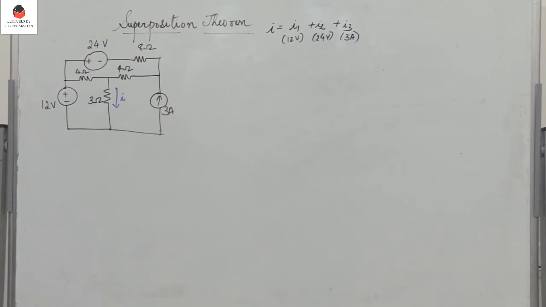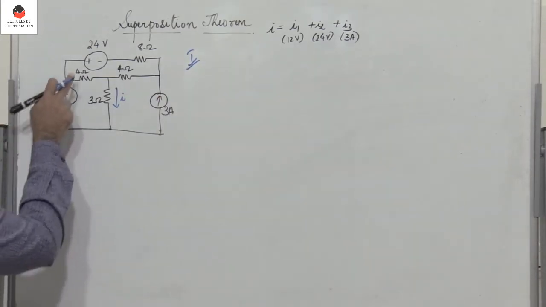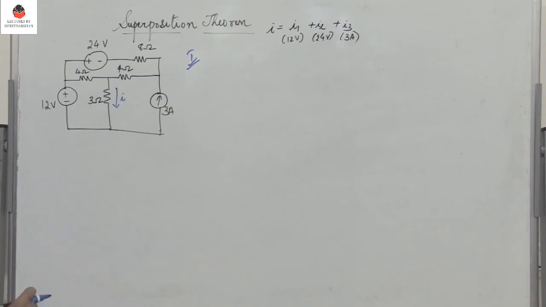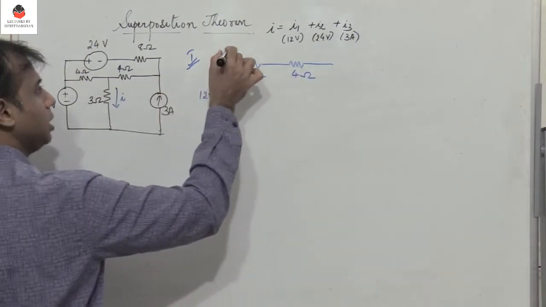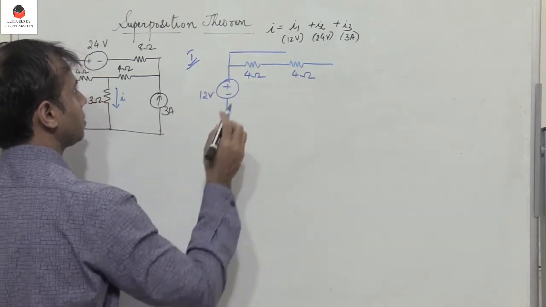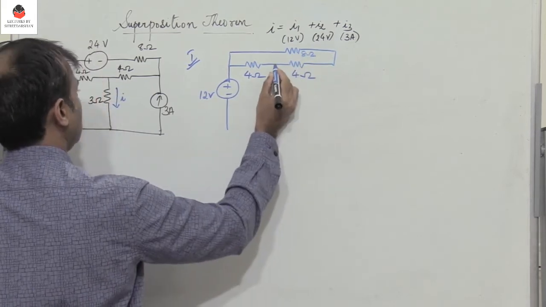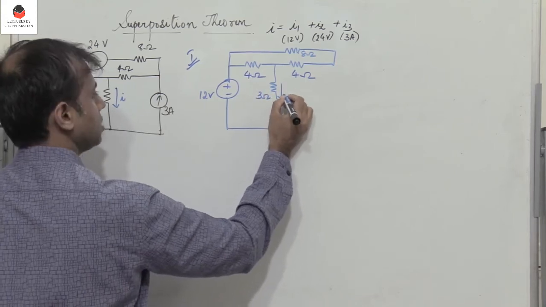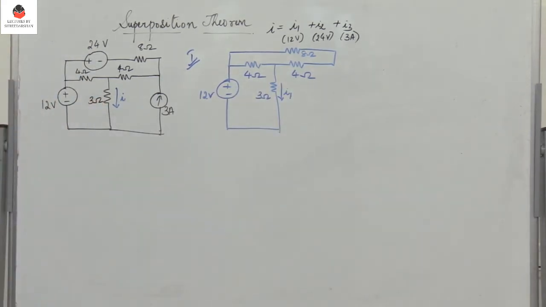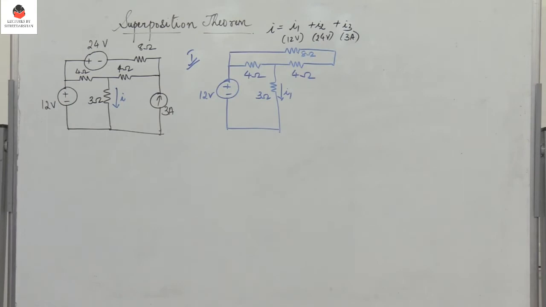So first, let us consider the 12 volt source. So here I am considering 12 volts. So 24 is replaced by a short circuit and 3 amperes is replaced by an open circuit. So observe, 24 is replaced by a short circuit, and I have 8 ohm resistor here, and this is 3 ohms, and this current is I1. And of course, this is an open circuit because the current source is replaced by an open circuit.